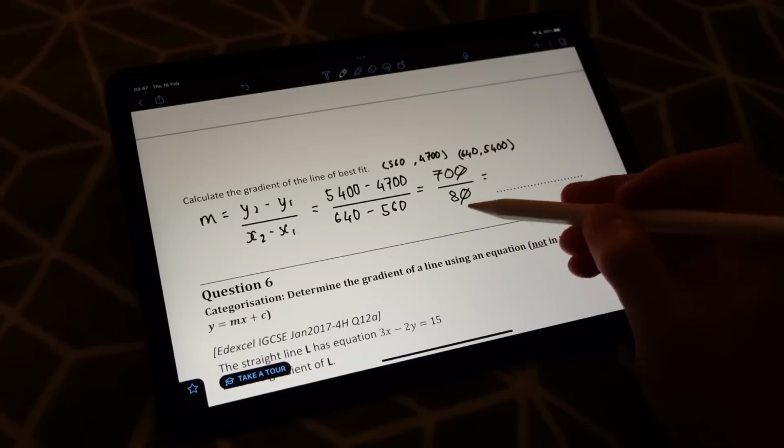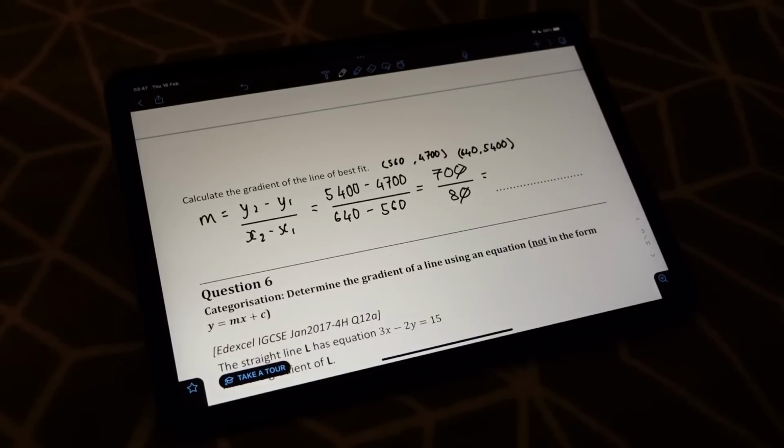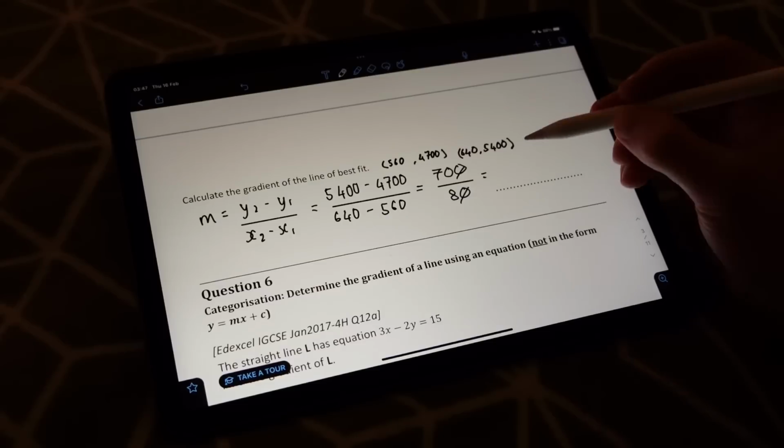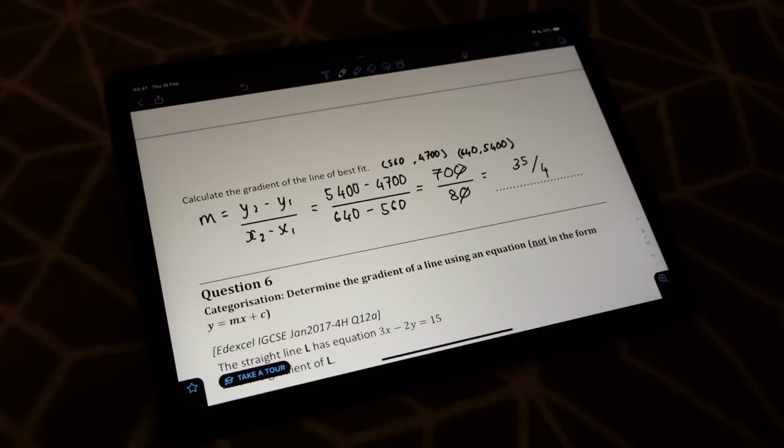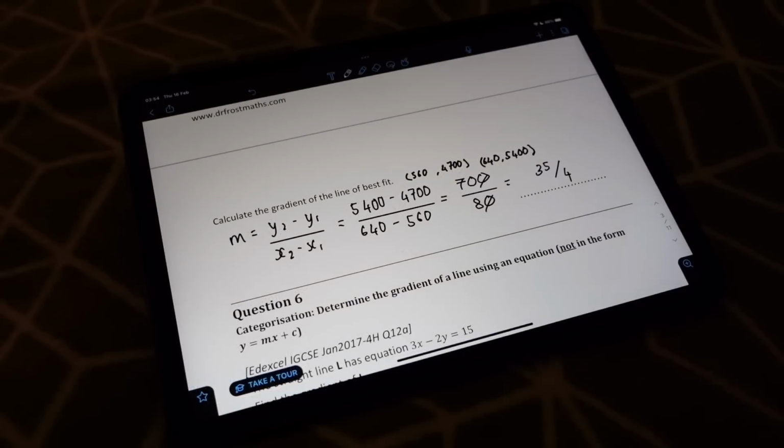we're going to get 70 over 8, which is 35 over 4. Does that simplify any further? I don't think so. I hope that we have got ourselves the correct answer there, 35 over 4, it seems it, so all good there. Apologies about that, I had to just quickly go and replace the battery in my camera.